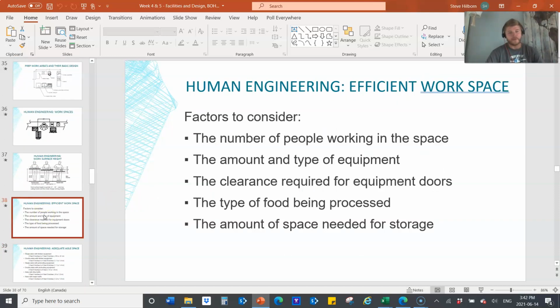A couple other things that we want to think about, of course, are the number of people and the types of equipment in that space. A big thing is clearance required for equipment doors. Often we're going to have big oven doors that are going to open up. We'll have refrigerator doors. We will have drawers that slide out. Those specifically are the ones that break your knees, because if you hit a door that's open, it probably will just shut. But those drawers that pull out, if you stub your toe, your knee, your ankle, whatever, on them, it could be an incident, as well as you don't know what you're carrying.